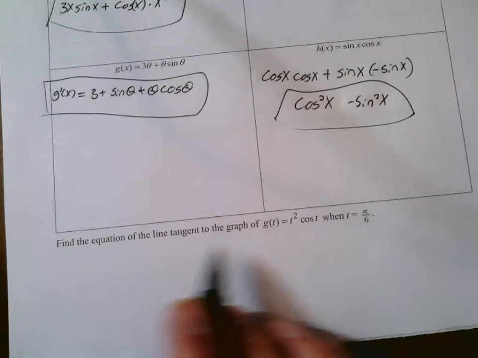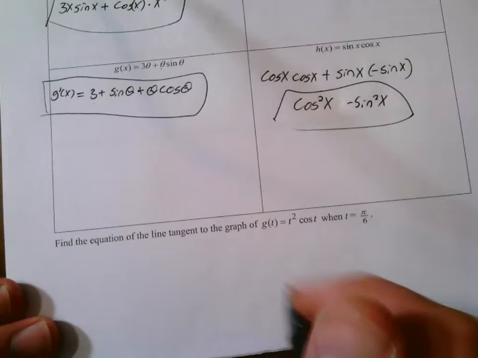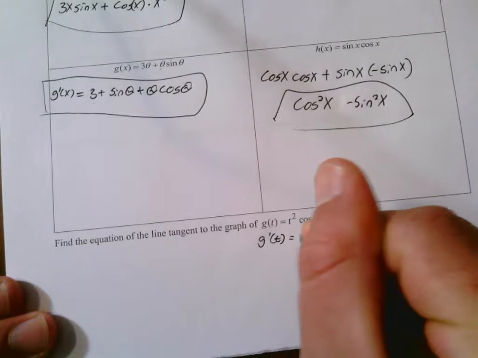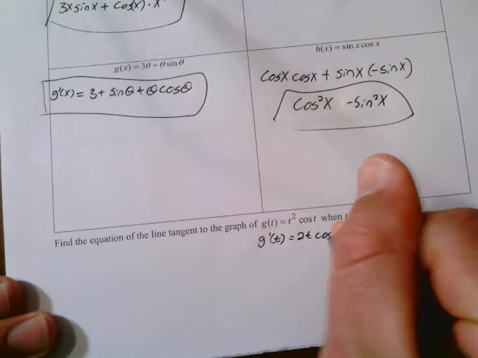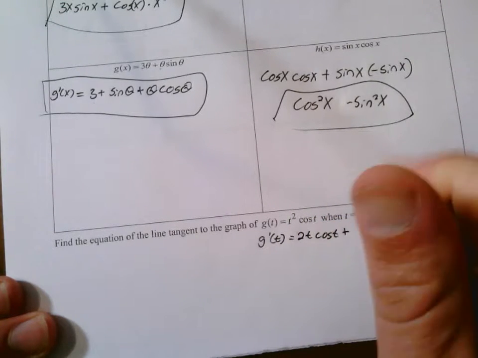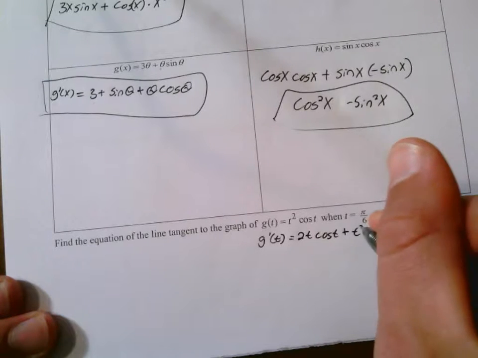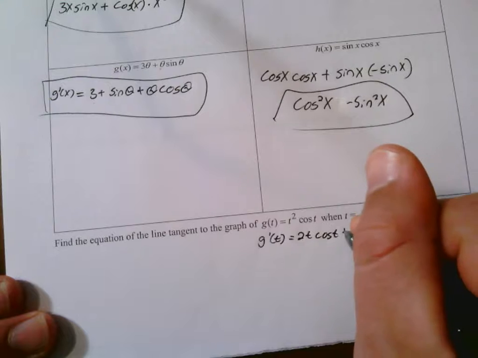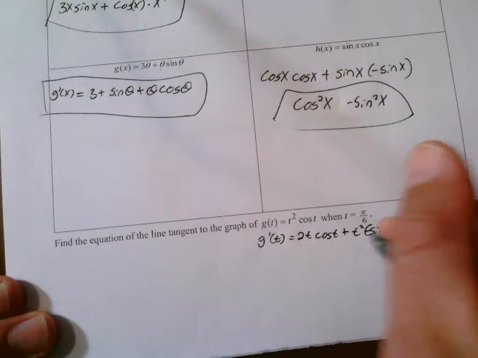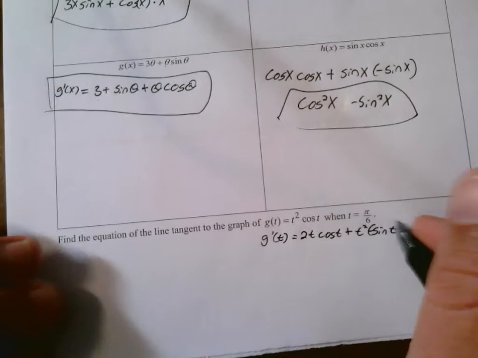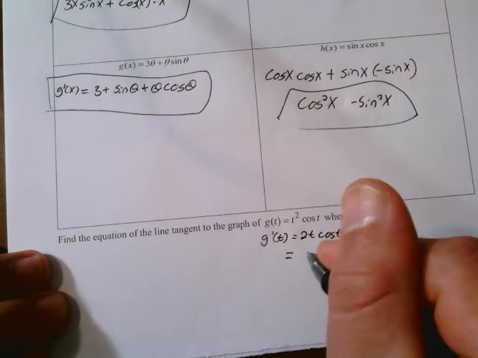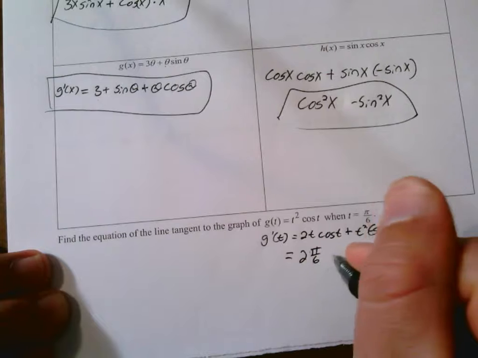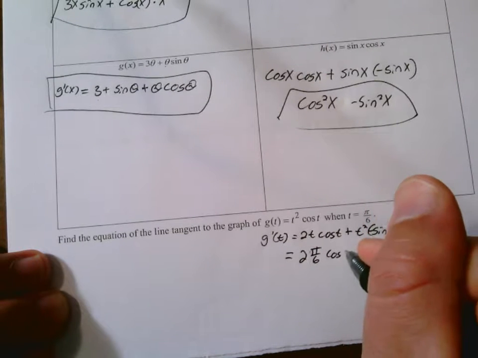Find the equation of the tangent line, and theta equals pi over 6, so first you find the derivative of g, 2t cosine t plus t squared sine t. Remember, that's going to make this a minus sign. Plug in pi over 6, so I get 2 times pi over 6 cosine pi over 6.